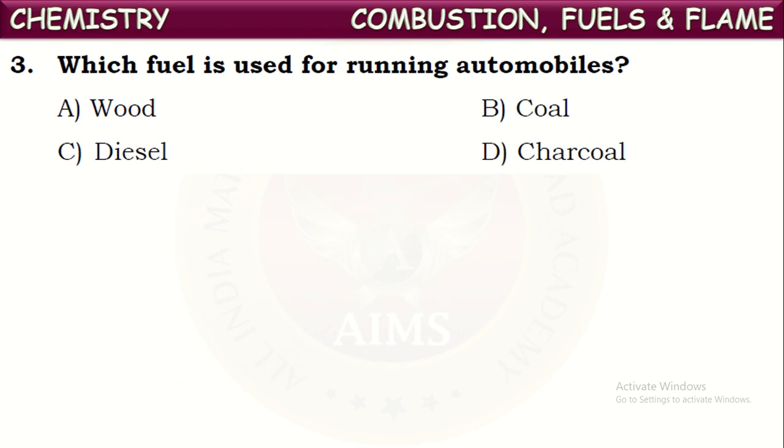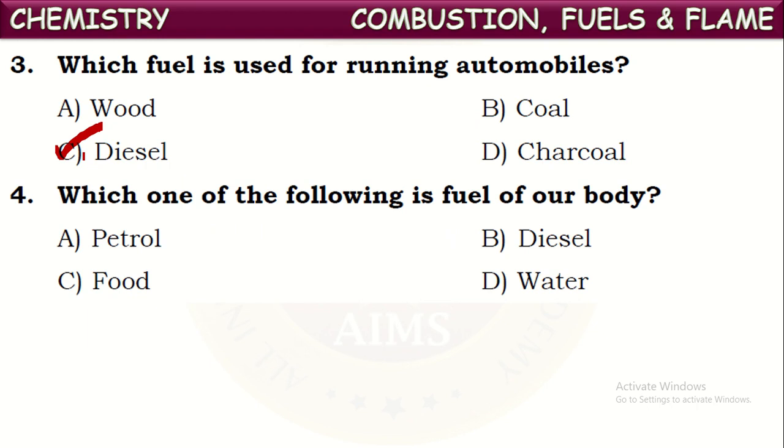Next one. Which fuel is used for running automobiles? Generally, which fuel is used among those given here? See what fuels are mentioned: wood, coal, charcoal and diesel. Which is generally used for running automobiles? Yes, it is diesel. Diesel or petrol or CNG are being used nowadays for running automobiles. So out of those given here, diesel is the correct answer.